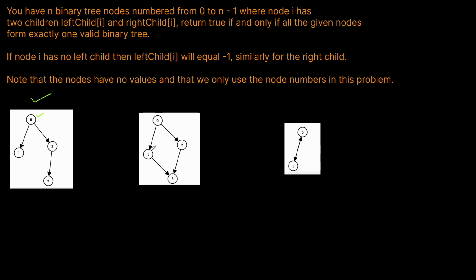This one, however, is not a valid tree. Why? Well, this node 3 has two parents, 2 and 1. We can only have one parent for a node, so this is not a valid tree.